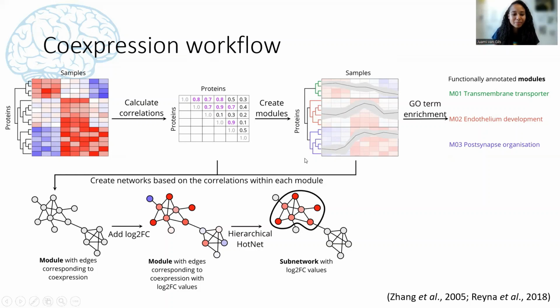Also, because these modules are quite big, we wanted to know which proteins were at the core of each of the modules. And so what we did is we created a network of each module based on the protein correlations. We then added the log2 fold changes of the tau versus the control group, and then performed a hierarchical hotnet to identify the most dysregulated subnetwork within each of the modules.